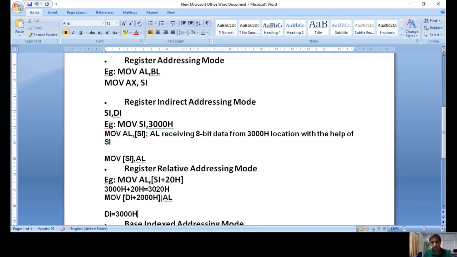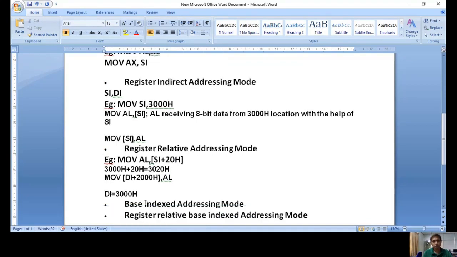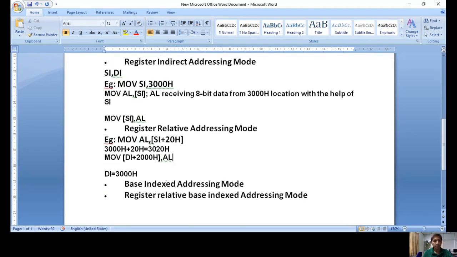So at the 5000H address, it is receiving AL data. AL has 8-bit data, and the data is now moved to the 5000H memory location. Here two addresses are present: an 8-bit or 16-bit address plus an index register address, both are present.